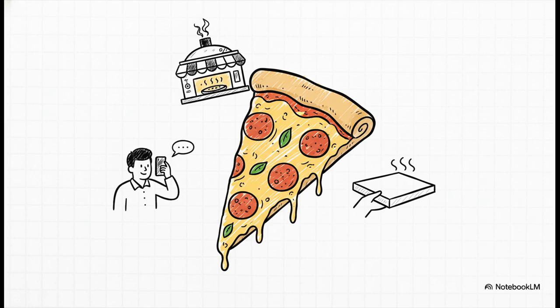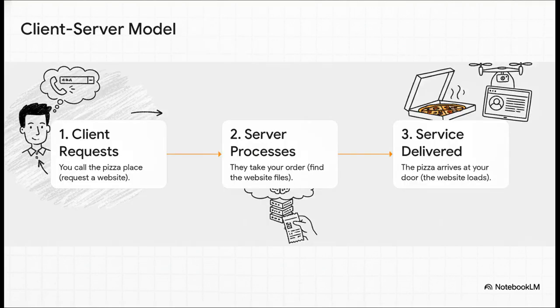Well, to break it down, let's use an analogy I think we can all get behind. Ordering a pizza. This whole back and forth is called the client-server model. It's super simple. Step one, you, the client, make a request. That's you calling the pizza place or typing a web address into your browser. Step two, the server processes that request. The pizza place takes your order or the server finds the files for the website you want. And finally, step three, the service gets delivered. The pizza shows up at your door or, boom, the website loads on your screen. This simple idea powers pretty much everything we do online.